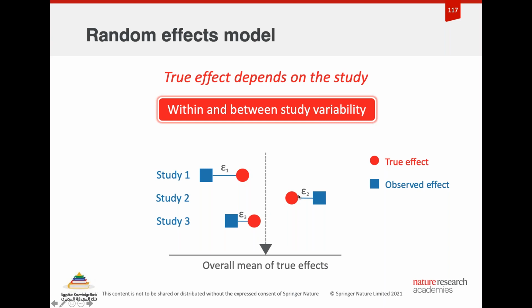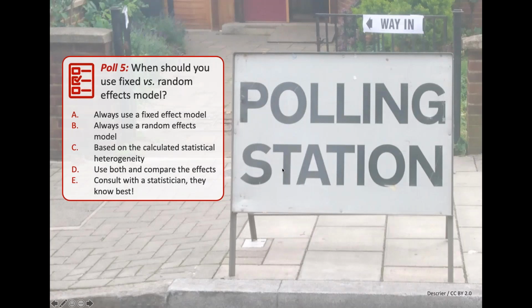But each one is a true effect. But of course, there will be within variance as well, and that within variance is going to give you the observed effect. So you need to try to determine whether or not you should be using a fixed effect or random effects model.